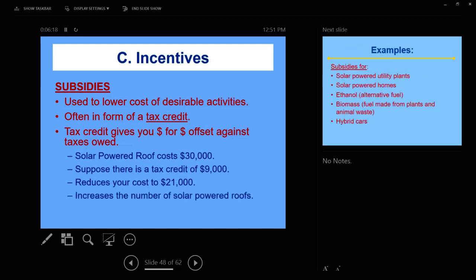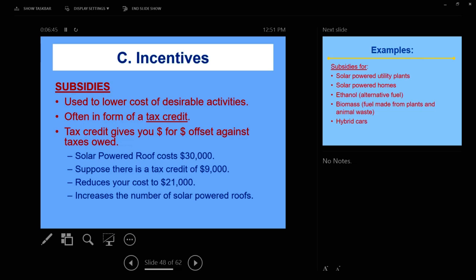And of course, the whole point of the subsidy is to increase the number of solar-powered roofs. So what do we do if we offer a $9,000 tax credit, but people aren't responding to that? They're just not getting more roofs. What are our options here? Well, hopefully you're thinking maybe we try a bigger tax credit. So if $9,000 isn't enough to change people's behavior, then maybe we try a $12,000 tax credit.